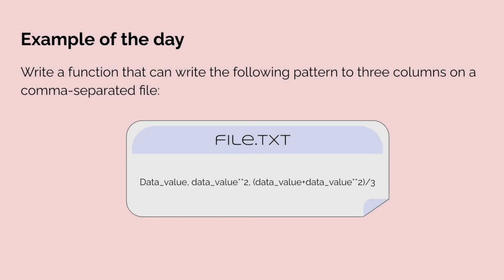So the example of the day is to write a function that can write one specific pattern into a comma separated file. So we're going to write one data value. In the second part, we're going to write the same data value but to the power of 2. And the third part, we're going to write a data value added to the data value to the power of 2, and this sum divided by 3.